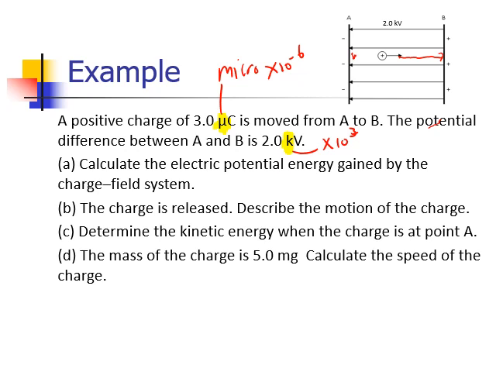So we've got some questions. Calculate the electric potential energy gained by the charge in the system as it's moved from A to B. Then we're going to release the charge and describe its motion. Then we're going to work out how much kinetic energy it's going to have when it gets back towards A. And we're going to work out how fast it's moving at that point too.